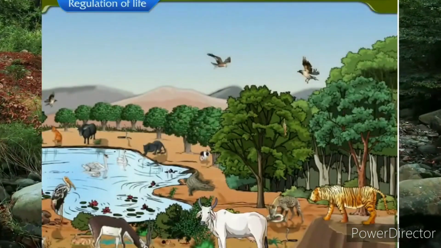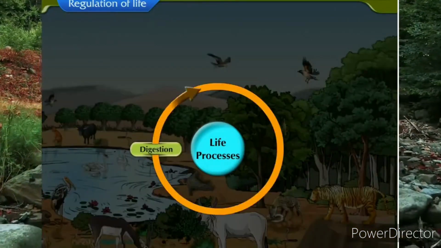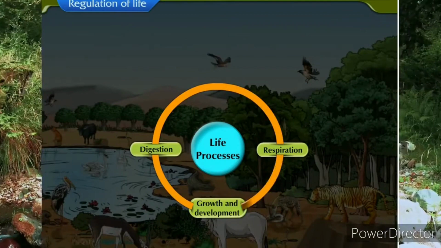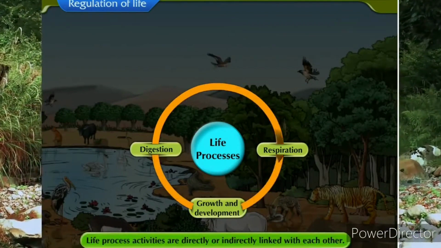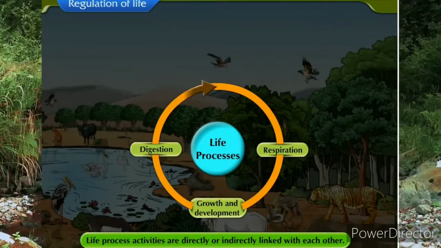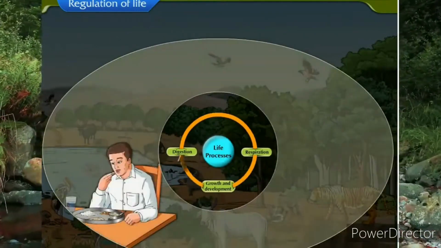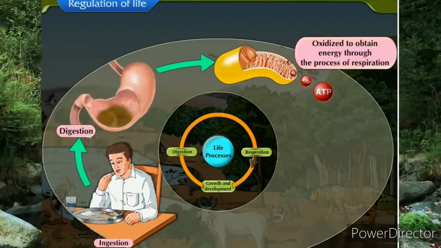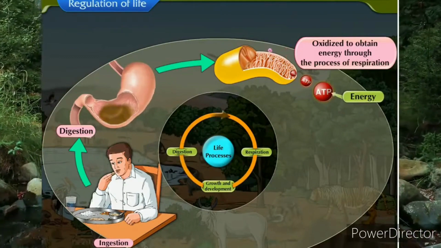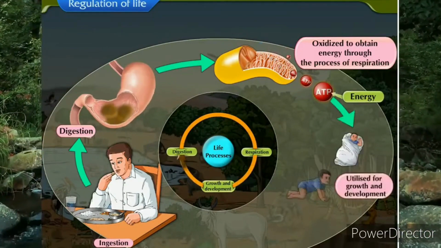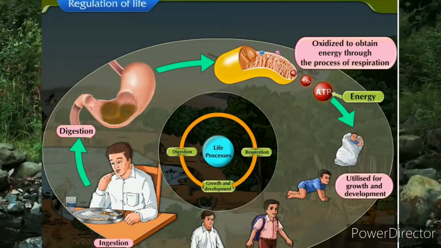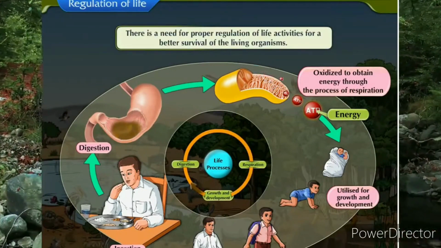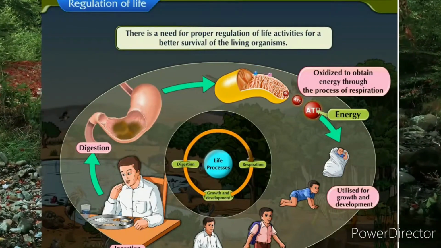In all living organisms, life processes such as digestion and respiration, growth and development must occur simultaneously one after the other because these activities are directly or indirectly linked with each other. For example, food material taken in through ingestion has to be digested and later oxidized to obtain energy through the process of respiration. This energy is utilized for growth and development of the organism. Thus, there is a need for proper regulation of these life activities for a better survival of the living organisms.